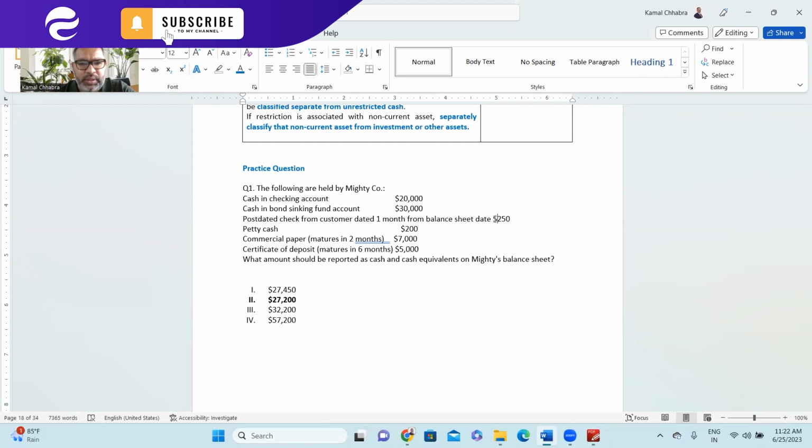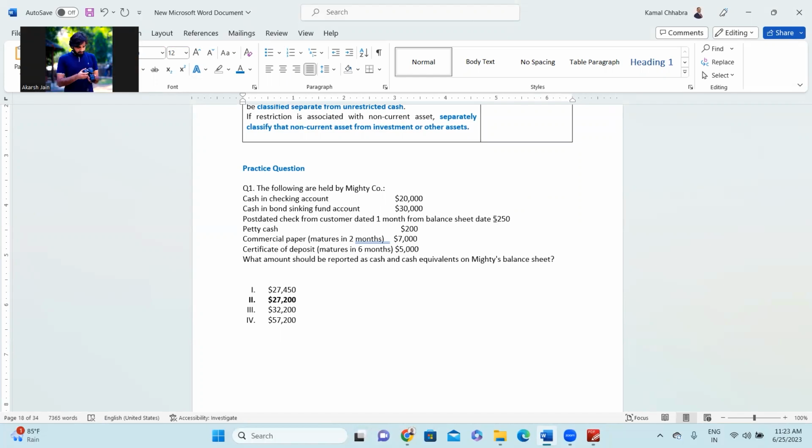So what all things should be coming in cash and cash equivalent? First is checking account 20,000. Second is sinking fund account. Will it be part of cash and cash equivalent? No. Third is post dated check from a customer dated first month from balance sheet date $250.